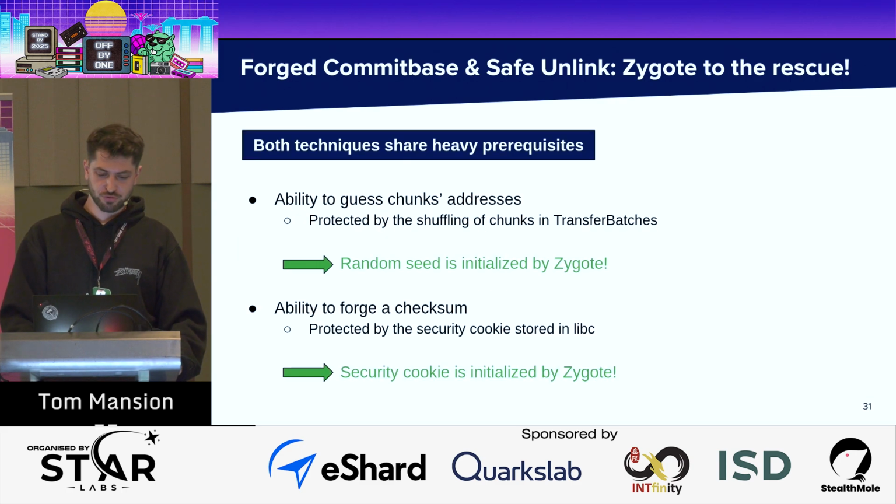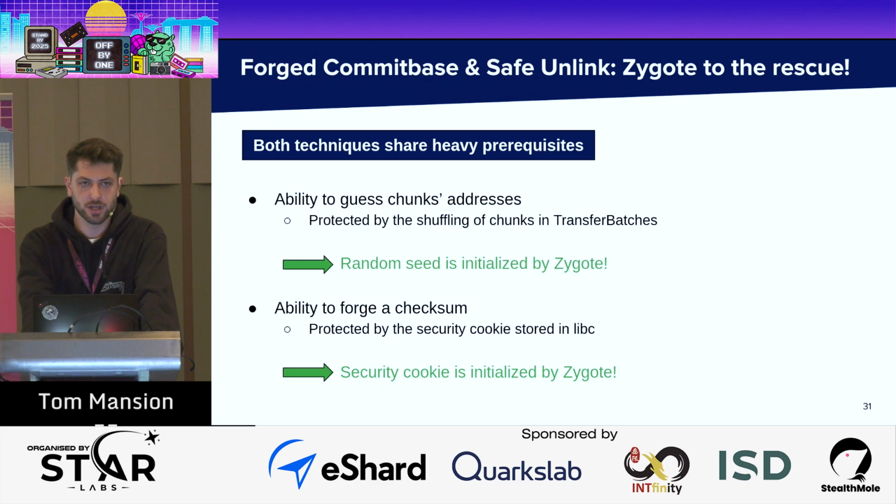So if we go back to our prerequisites, we can see that they're met now, right? Because the random seed is initialized by Zygote, the security cookie as well, and the memory mappings are the same. So basically, we can predict chunks' addresses and we can forge checksums. So that's great. Now we can exploit Scudo.